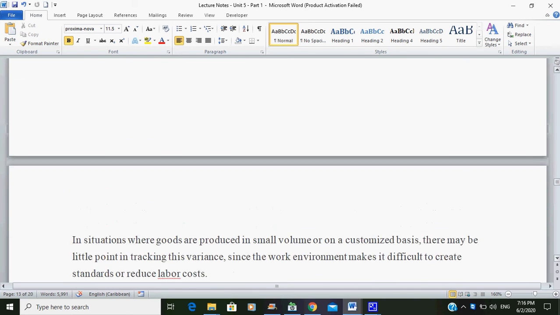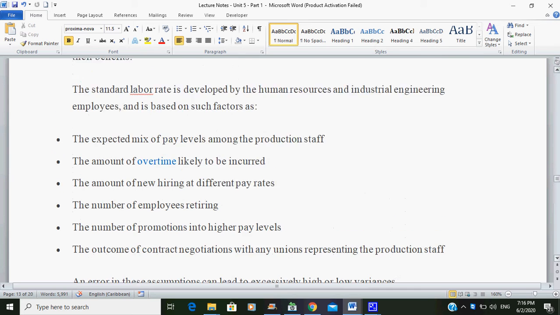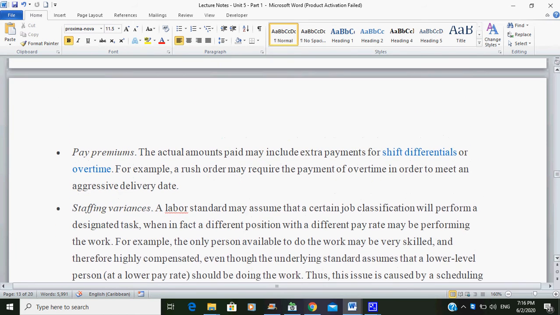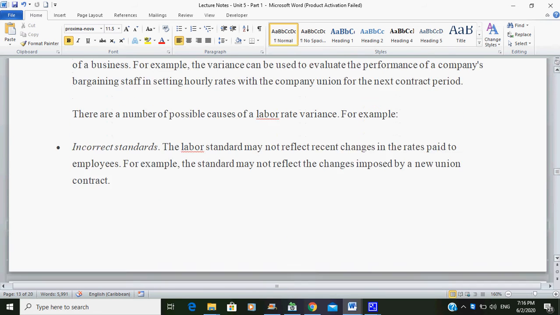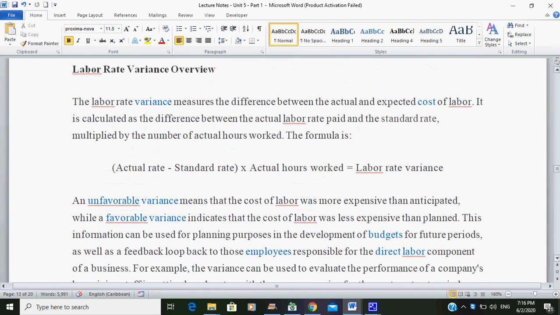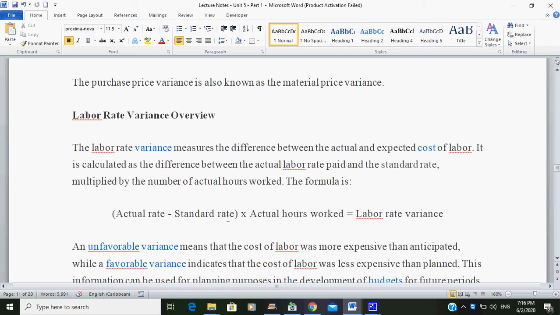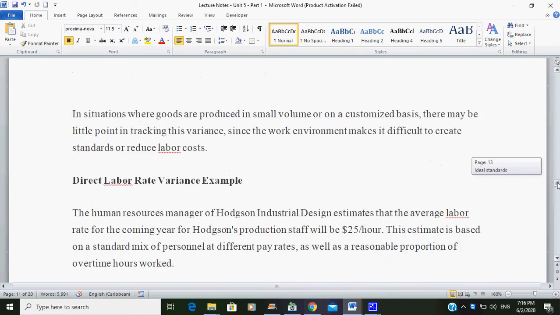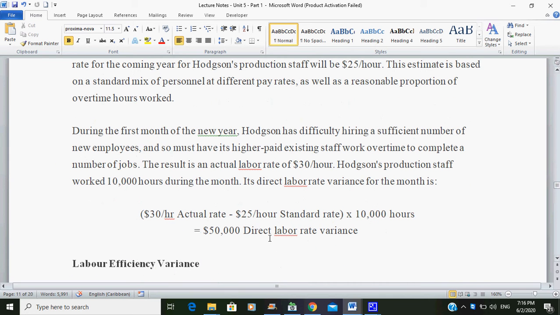So the actual rate is what? $30 per hour, right? And the standard would have been what? 25. Minus, you get 5, and then times what? 10 hours actual hours worked, you get 50,000 direct labor rate variance. Simple as that, my friends. Not hard to do, very easy to do, right? That's about direct labor rate variance.